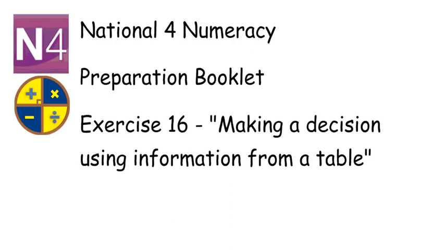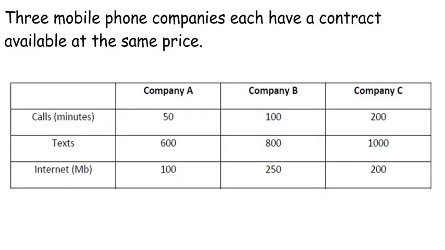Alright, so now we got video number 16, so exercise 16 in your preparation booklets for National 4 Numeracy, the second last one. And we're talking about making decisions using information that you've got, specifically from a table. What we're going to look at is the questions in your booklet, which are talking about three mobile phone companies that have a contract available at the same price.